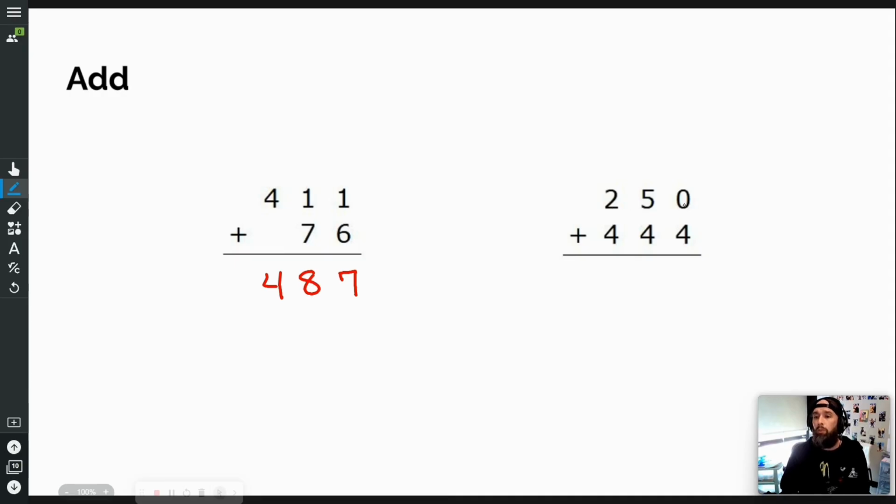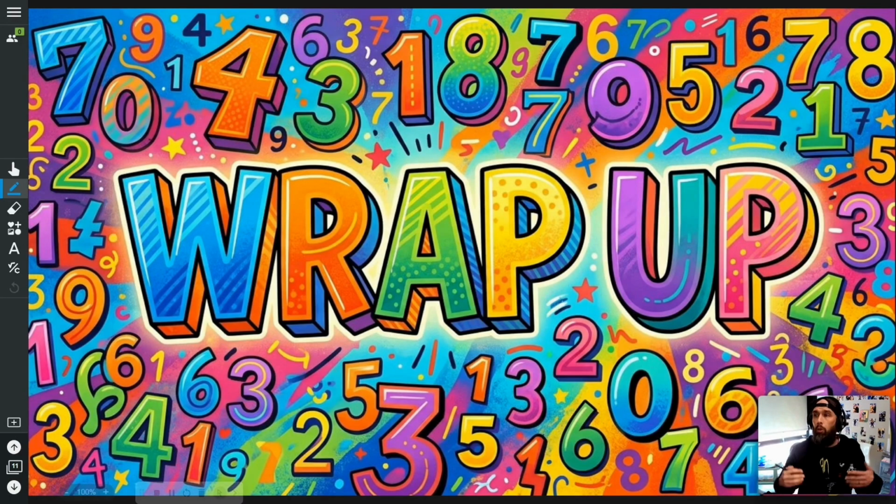Now we have 250 plus 444. Start all the way to the right. 0 plus 4 is 4. 5 plus 4 is 9. 2 plus 4 is 6. So 250 plus 444 is 694. All right? So I hope that felt good.